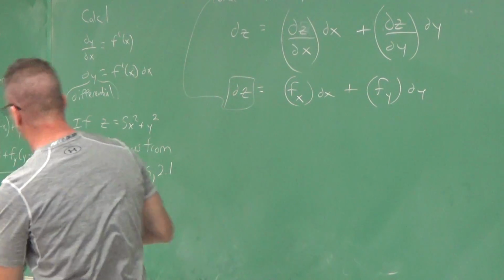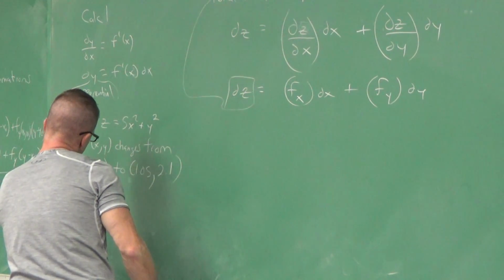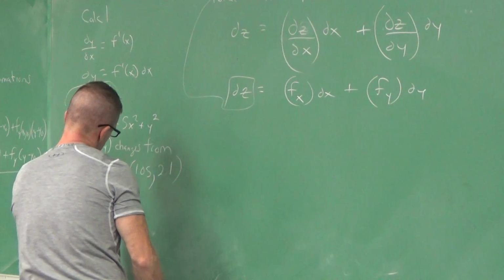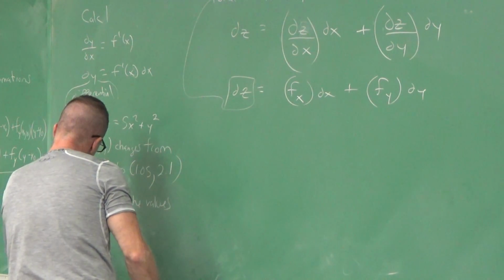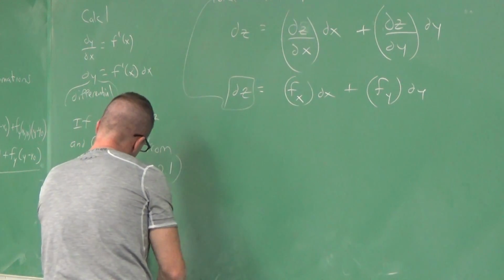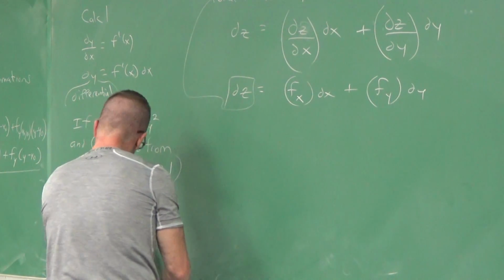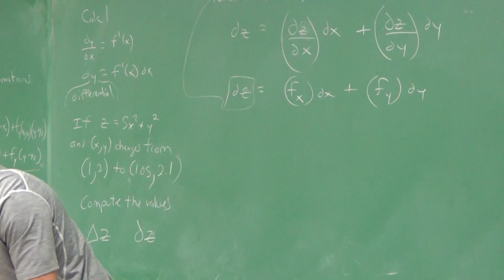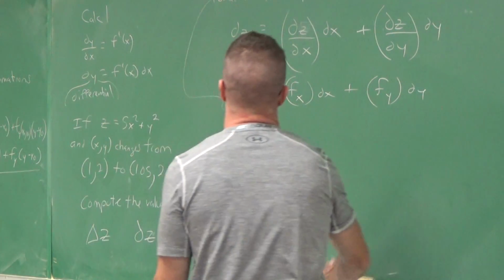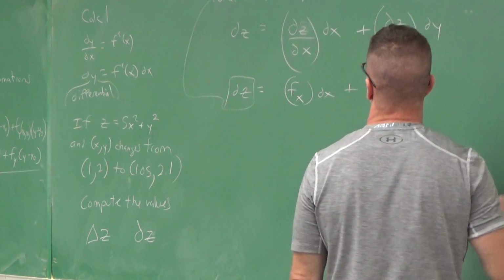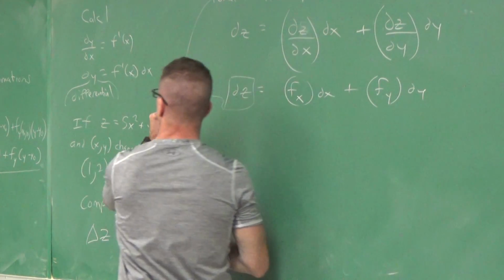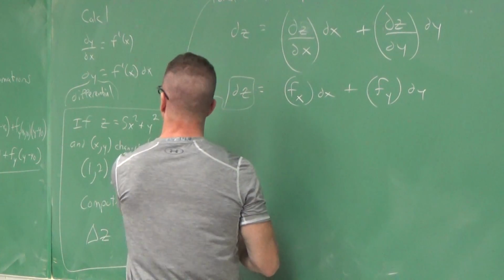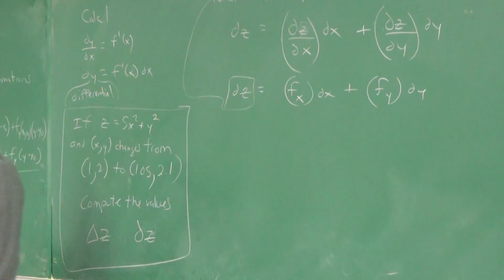They want you to find two things. Can you compute these two values? Compute the change in z and dz, the total differential. So this will be our problem. This is number 31. It's still in section 14.4 though, so I wanted to do this before we move down to 14.5.